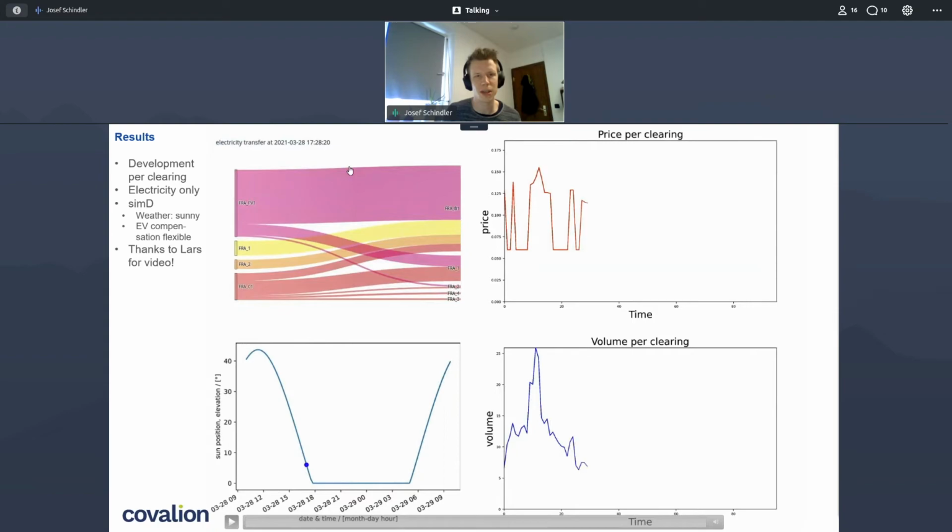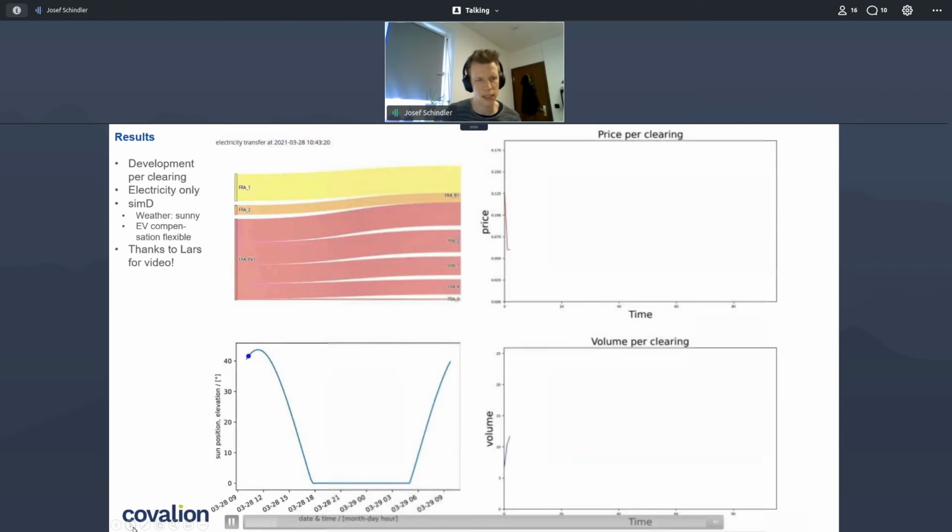Okay, as you can see, we now ran through the daytime interval, and we saw that there is only a small CHP plant production and a high PV generation. During this interval, the batteries will be charged, and we have rather low prices, and especially during this interval, we have a high volume per clearing.